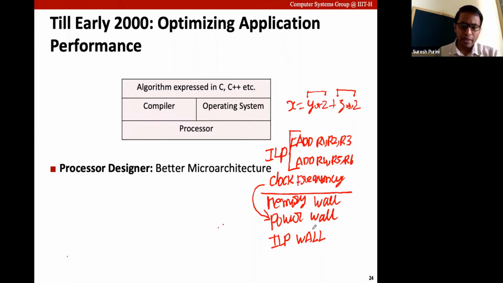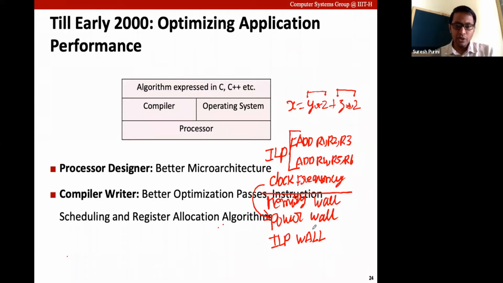So the change in processor from one generation to another, from one year to another year, is minimal. Not only that, the execution semantics, the execution model that is given to the programmer and to the compiler writer is the same. So because of that, he can work on his algorithms.